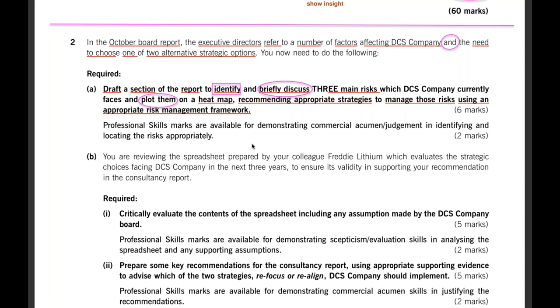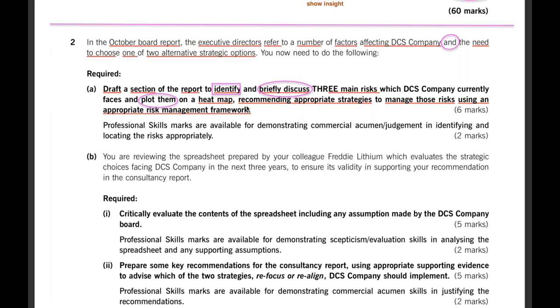So how many tasks, how many activities, how many actions do you have to have here? You have one here: identify, and then discuss three main risks. Have a look inside the case. What are those three main risks? Then once you are done with this, after you have identified and discussed, the third thing you need to do is to plot them on a heat map.